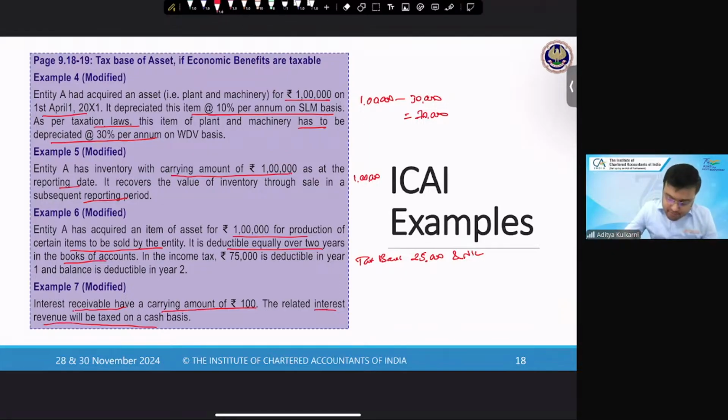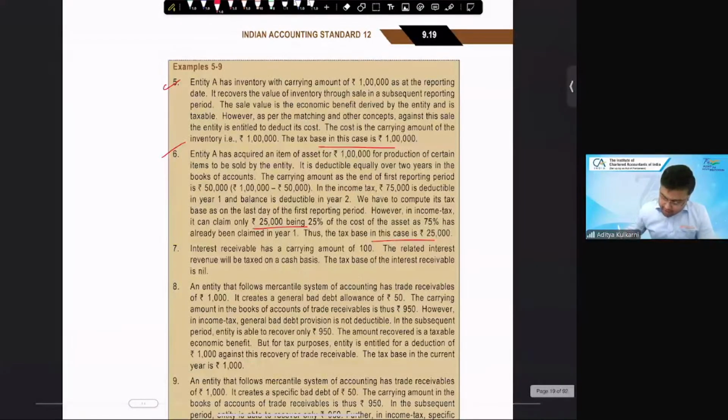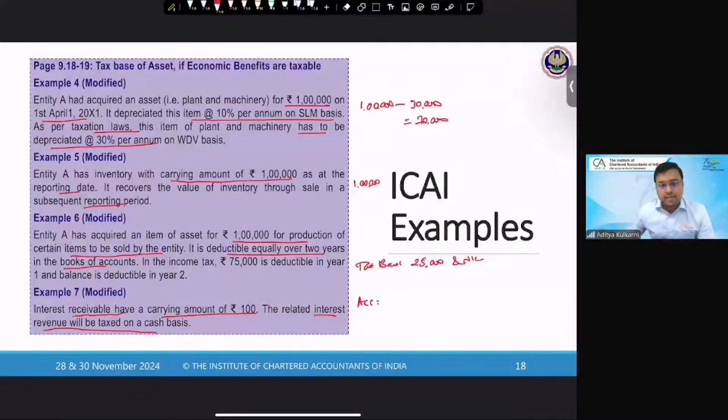Tax base is nil. Nil, tax base will be nil, Monica? Yes, sir. Yes, because in my accounting, it's on cash basis. So in my accounting, I would have passed the entry: interest receivable account debit 100. But tax does not recognize this. So therefore, for tax purposes, the value remains 0. Okay, so that is done.